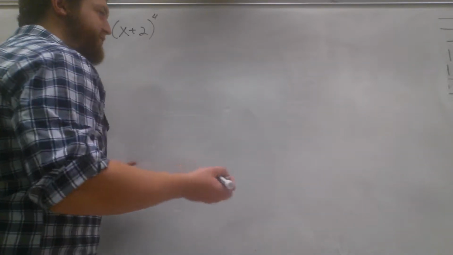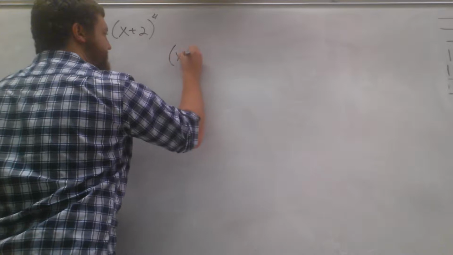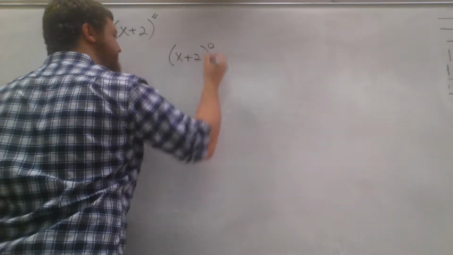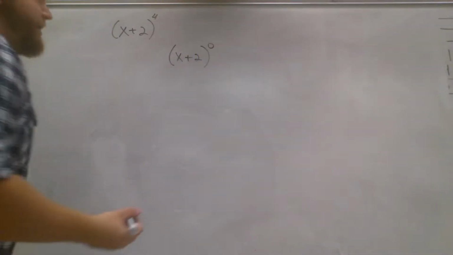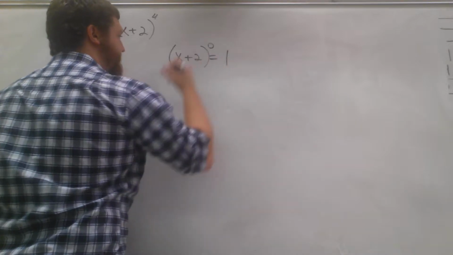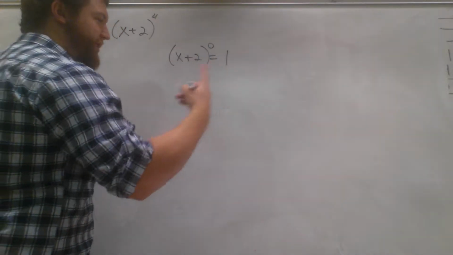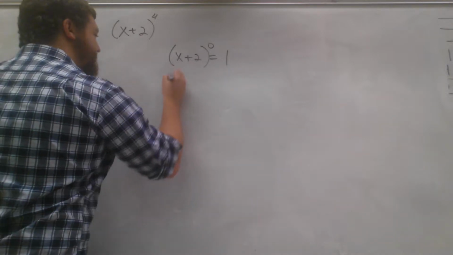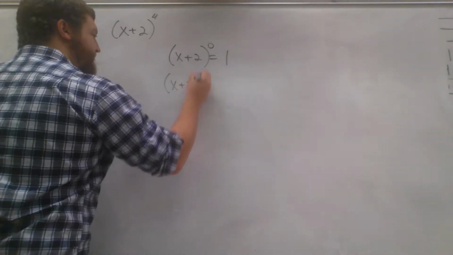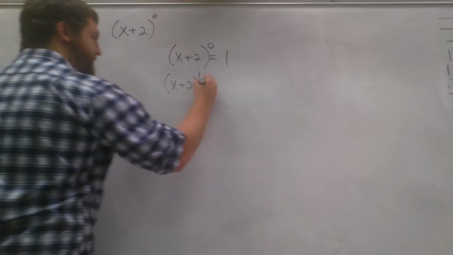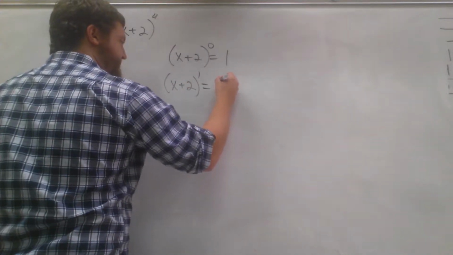Let's start here, x plus 2 to the 0 power. Well, anything to the 0 power is 1. Anything. If you raise a banana to the 0 power, you get 1. Okay, let's do x plus 2 to the first power. Well, you get what you raise to the first power, so you get x plus 2.